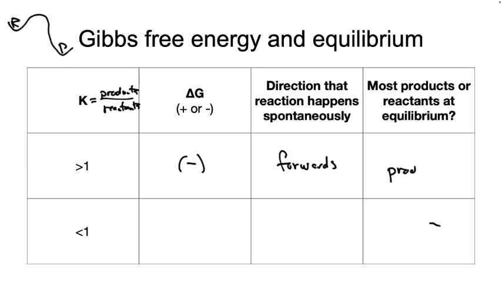The last question on this is one of the very first that I answer, because it helps me keep straight what's going on within those systems. What happens if my K is less than 1? I'm looking at a positive delta G. What direction happens spontaneously? The reverse, or the backwards. More products or reactants at equilibrium?